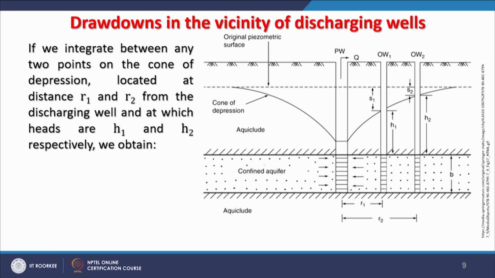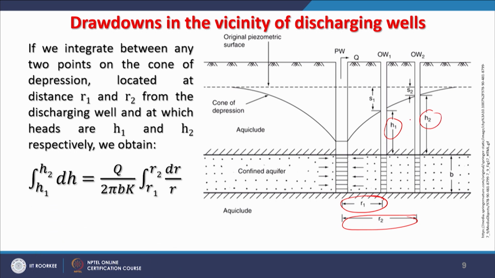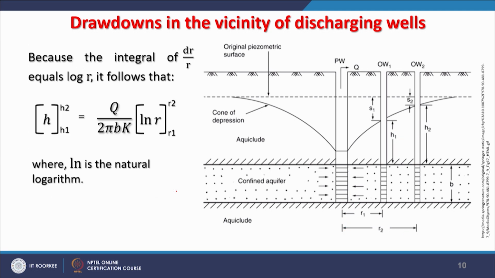So, if we integrate between any 2 points on the cone of depression located at radii r1 and r2 from the discharging well, at which the heads are h1 and h2, then we can obtain the integration like this: integral from h1 to h2 of dH equals Q upon 2 pi B K times the integral from r1 to r2 of dr upon r. Then we can further estimate the drawdown near the discharging well very accurately.